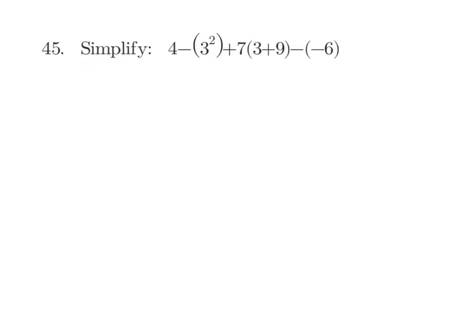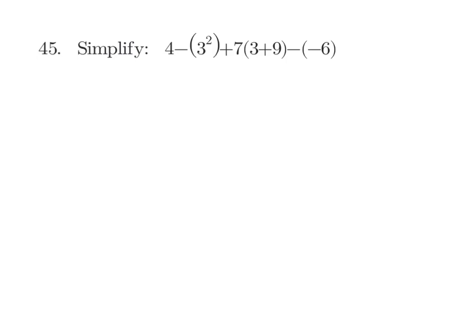All right, last one. We got all sorts of things going on here. So the first thing we want to do is simplify inside parentheses. Since the square is actually inside parentheses, you can simplify it at this step. So I'm going to get 4 minus 3 times 3 is 9 plus 7 times 3 plus 9 is 12. And I'm going to also change my minus and negative to a plus 6.